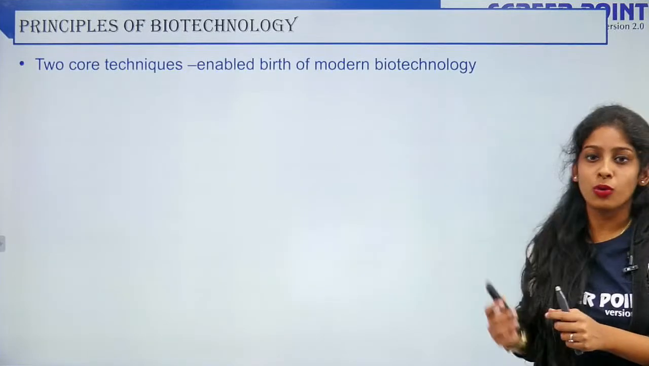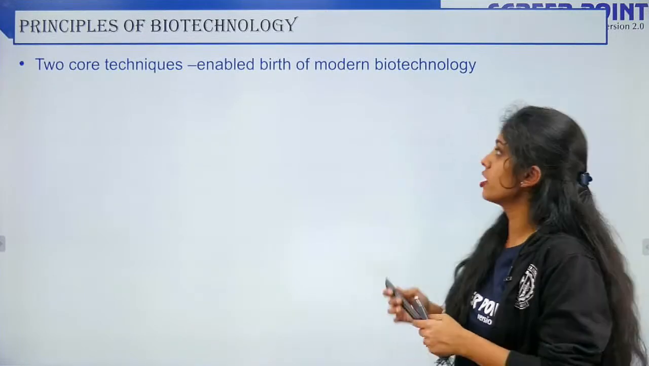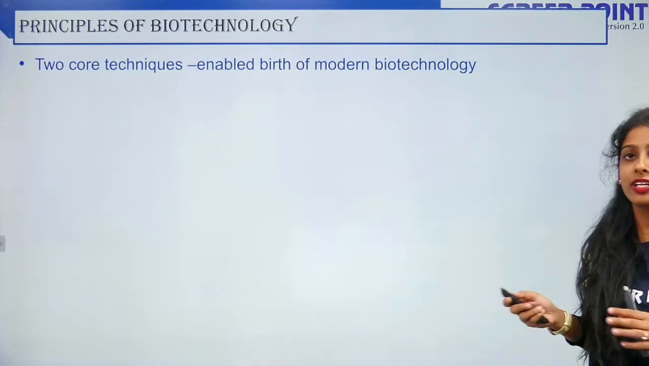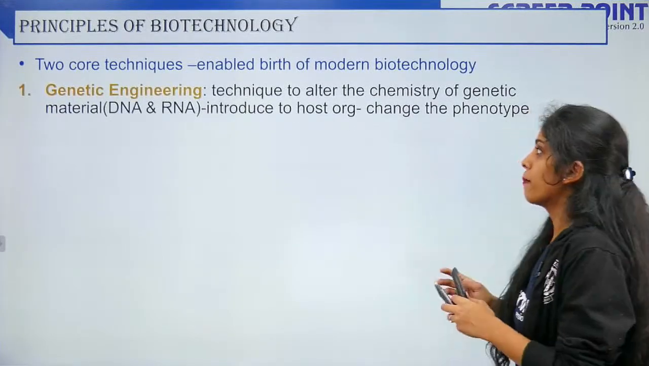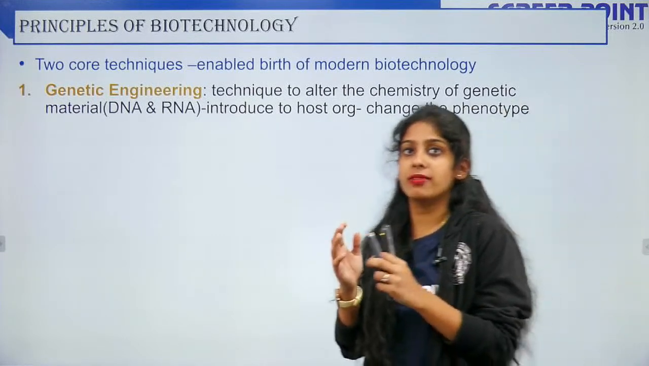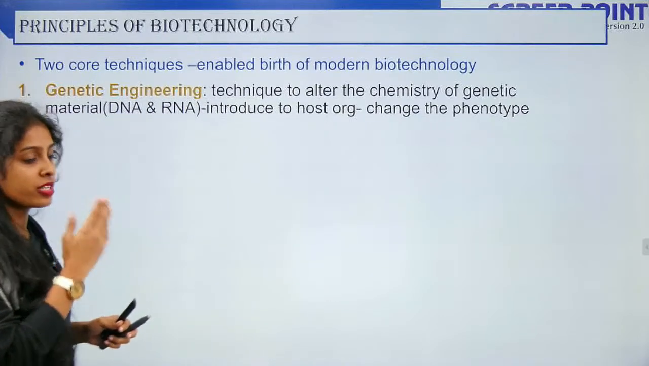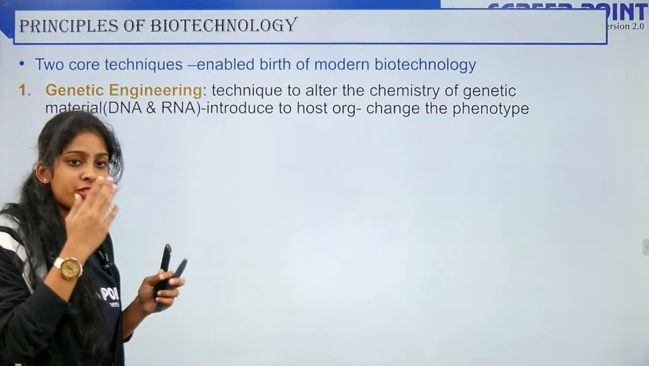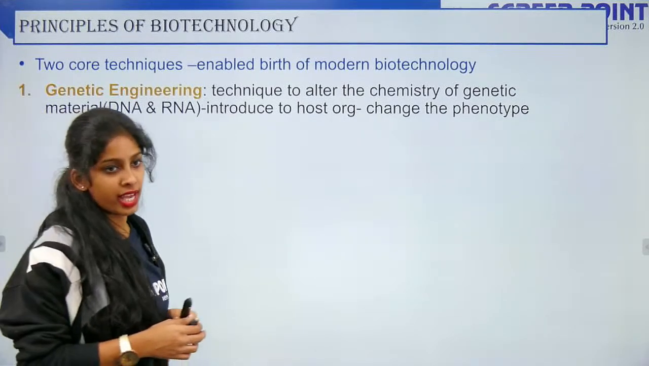So who gave birth to these 2 techniques? The 2 core techniques of biotechnology which led us to the modern development. One is genetic engineering. So what happened in genetic engineering? We learned that we are able to alter the genetic material, that is your RNA and DNA. So that put off one of the first platforms for your entire biotechnology, right? So that is your genetic engineering.